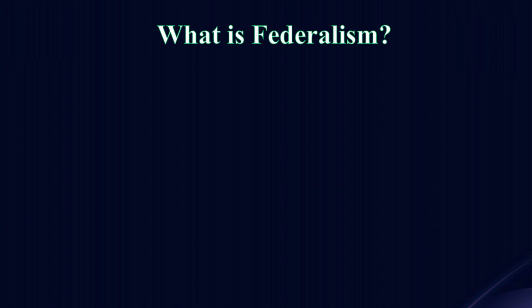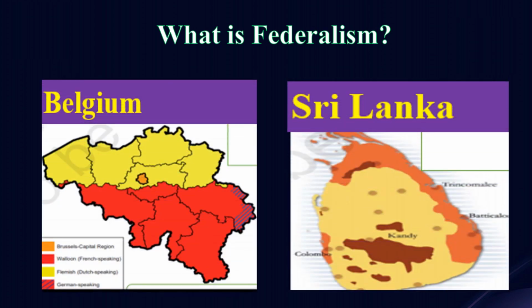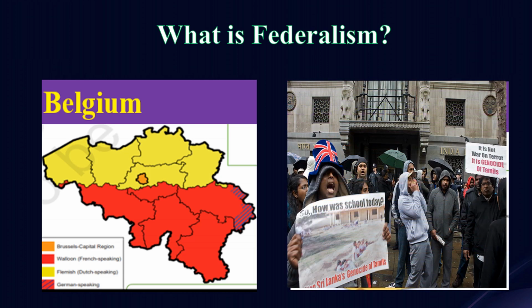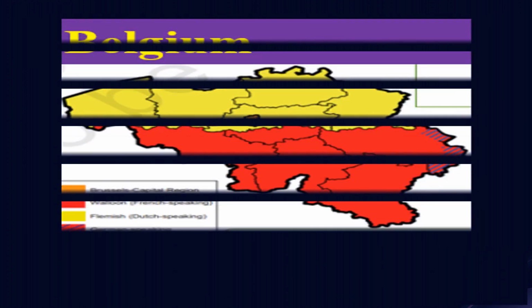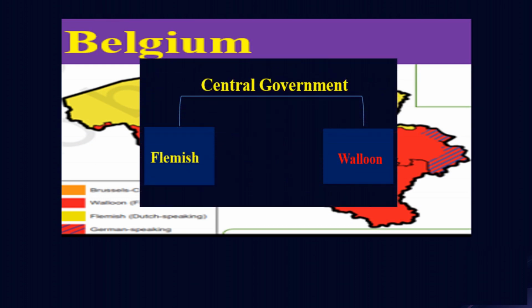In the first chapter of Civics, Power Sharing, we discussed the case studies of two countries, Belgium and Sri Lanka. We found that both Belgium and Sri Lanka had diverse populations and both countries had ethnic problems. While the Sri Lankan government failed to accommodate its social diversity, the Belgian government successfully negotiated the social differences. What the Belgian government did was share the power between the central government and state governments.